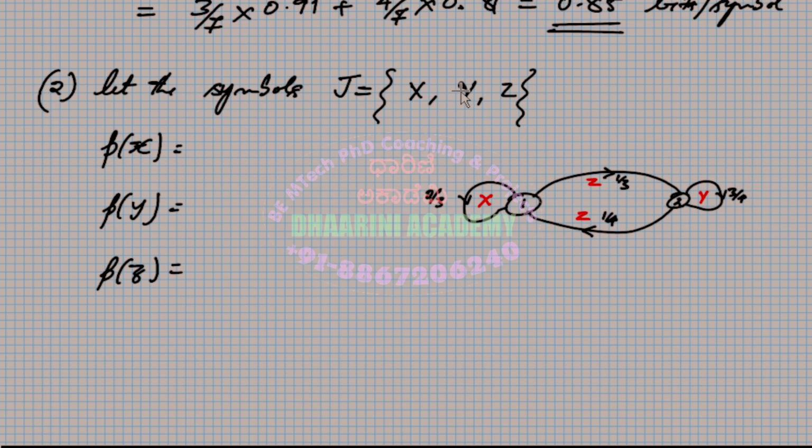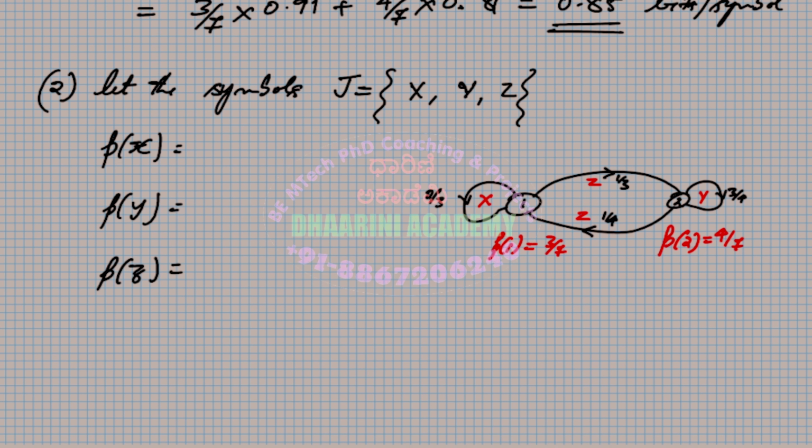I already know something, and what I know I'll write here. There is a probability associated with getting state 1, and a probability of getting state 2. The probability that I get state 1 is 3 by 7, and the probability of getting state 2 is 4 by 7. We already know this. I have to apply this to calculate the probability that I get X as my symbol.